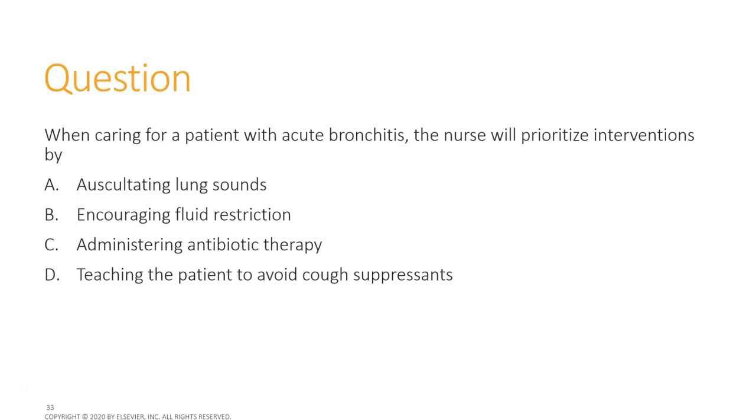Question 1, when we come to the lower respiratory. When caring for a patient with acute bronchitis, the nurse will prioritize interventions by, is it A, auscultating lung sounds, B, encouraging fluid restriction, C, administering antibiotic therapy, or D, teaching the patient to avoid cough suppressants?